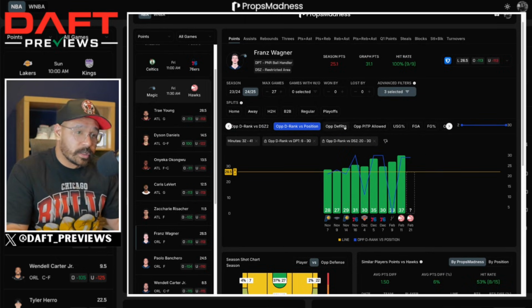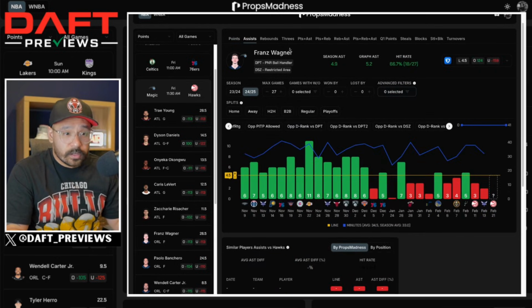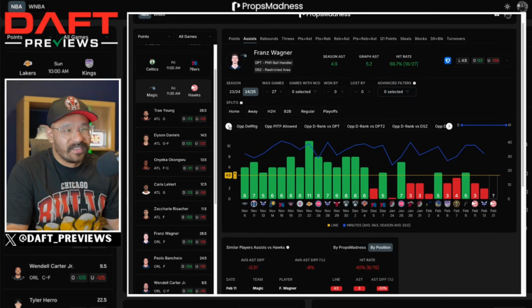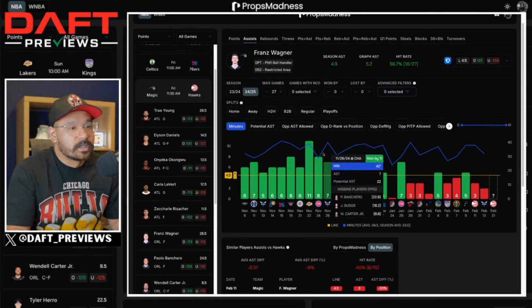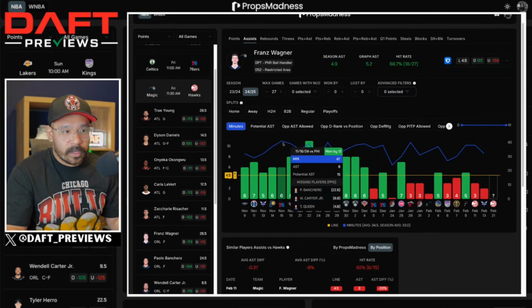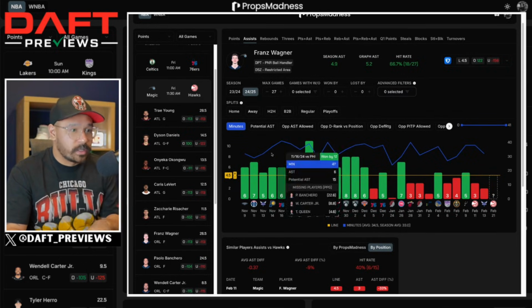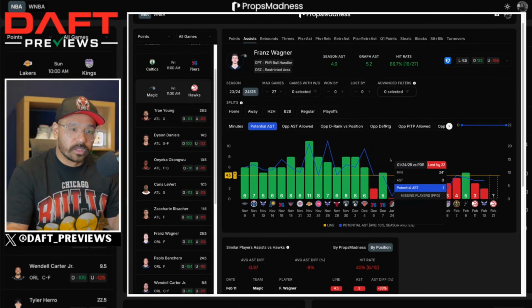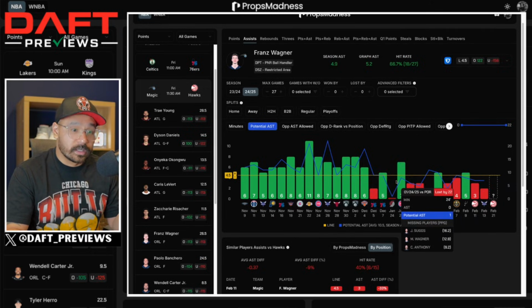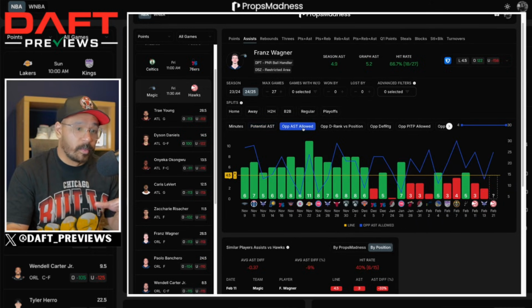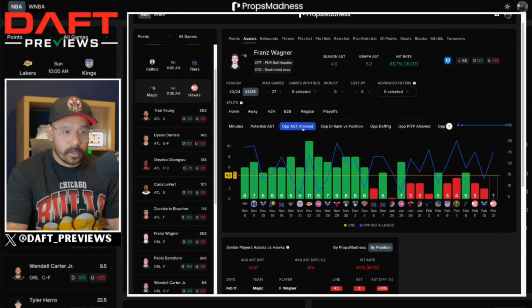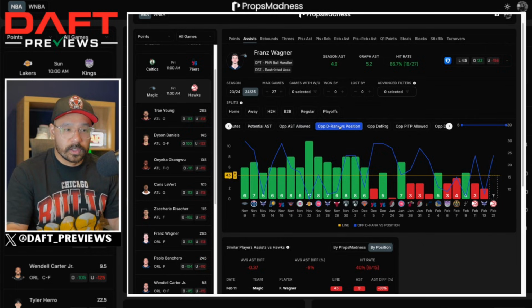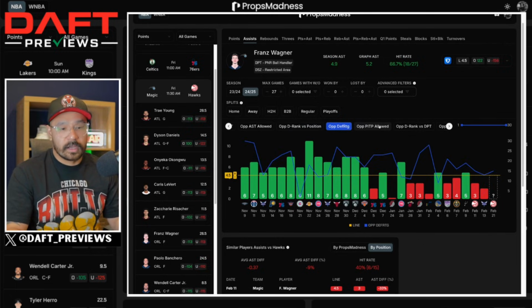If you wanted to look at assist props, for example, you could do that as well. And with assist props, what they've done here is organize these filters in the ones that are most important to the prop that you're looking at. So if you move to assist, the first filter you're going to have outside of the minutes is the potential assist volume. So you can see this blue line is already showing what his potential assist numbers look like. You can look at opponent assists allowed, which teams are allowing assists, and assists allowed to his position. You can look at defensive rating, and so on. So you can get real technical with it.